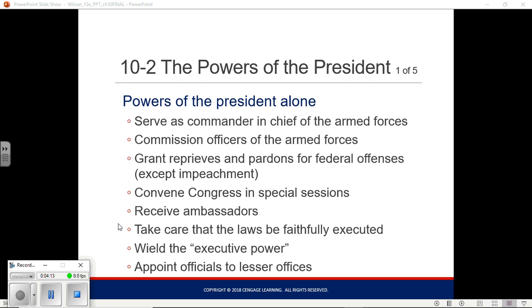And some of you, being a little more astute, can already see some of these gray areas. What does that mean? Wield the executive power. Take care the laws be faithfully executed. Does that mean monitor? Does that take a more hands-on approach? You can see some of the wiggle room.